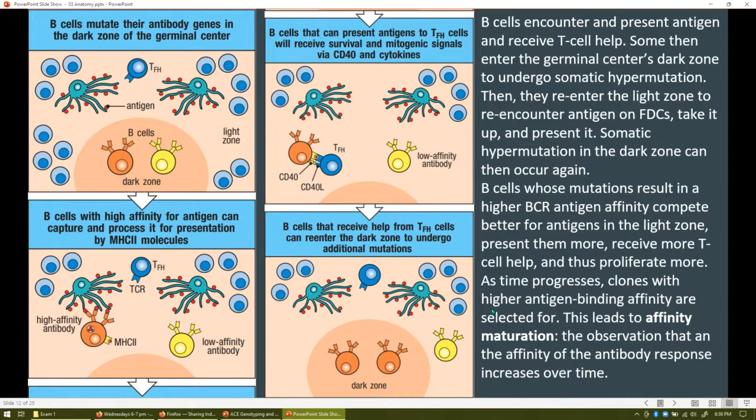And the ones who make low affinity antibodies as a result of mutation are going to die because they can't receive survival signals. As time progresses, clones with higher antigen binding affinity are selected for by those survival signals and those growth factors. This leads to affinity maturation, the observation that the affinity of the antibody response increases over time.